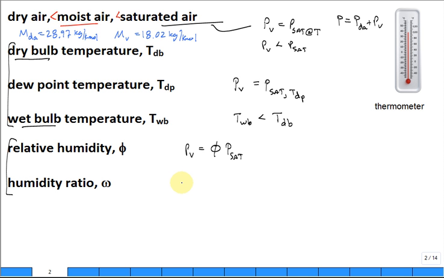And then the humidity ratio, omega, was defined as the mass of vapor in a moist air mixture divided by the mass of dry air in the same volume of the mixture. Sometimes we think about a fixed volume. So that's a ratio of masses for the same volume.